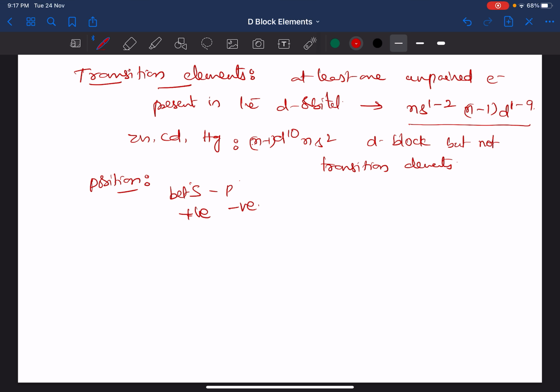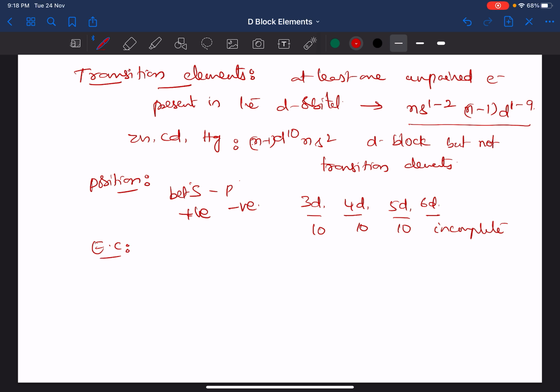These are in 3 series we have known, that is 3d series, 4d series, 5d series and then 6d series. The 3d, 4d, 5d series all contain 10 elements each, whereas the 6d series is incomplete. And next we will go for the electronic configuration.